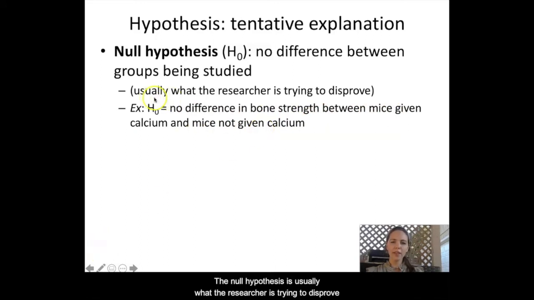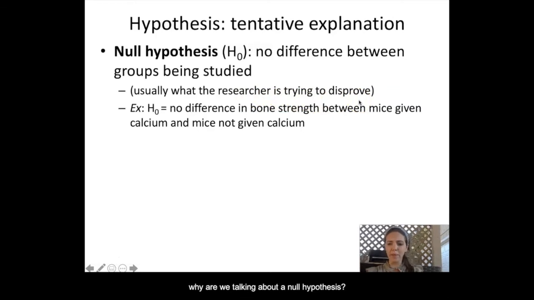And the null hypothesis is usually what the researcher is trying to disprove. Okay, so why would we ever need a null hypothesis, or why are we talking about a null hypothesis? This is actually very helpful in some statistical analyses, and we'll use that and see that later on in this course.